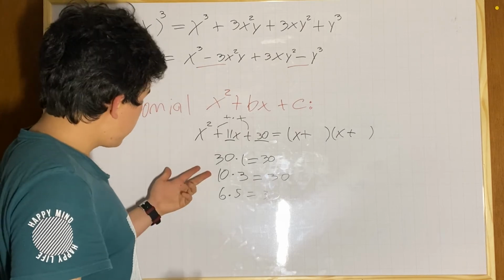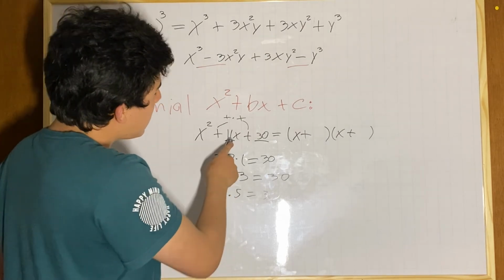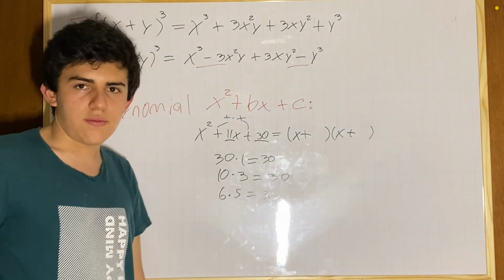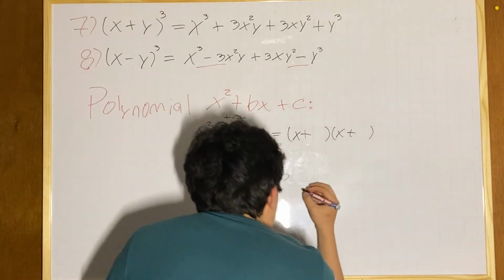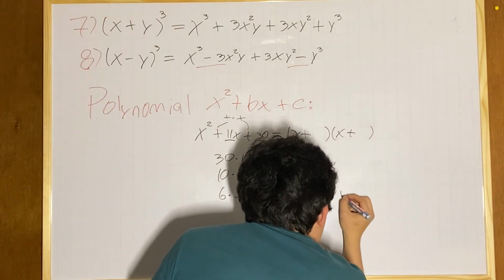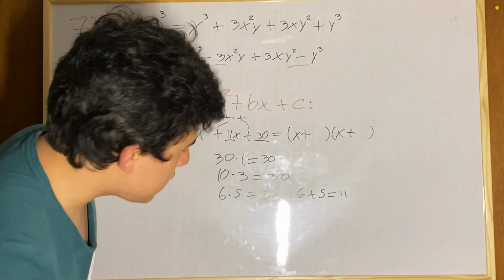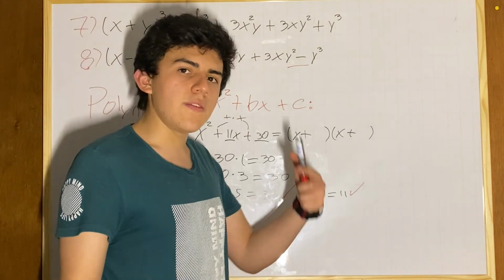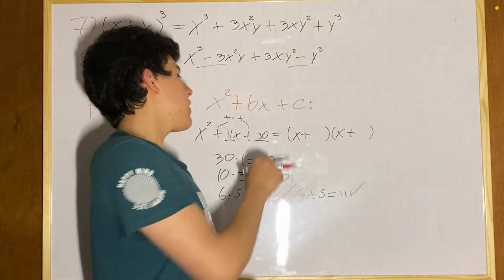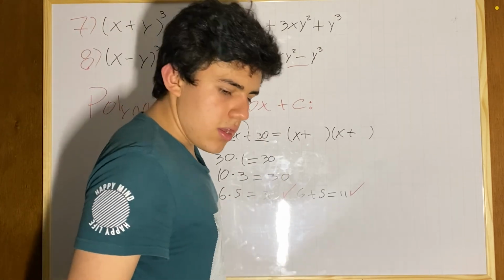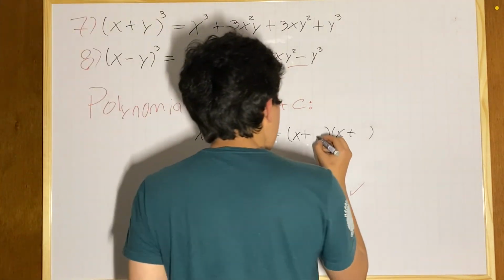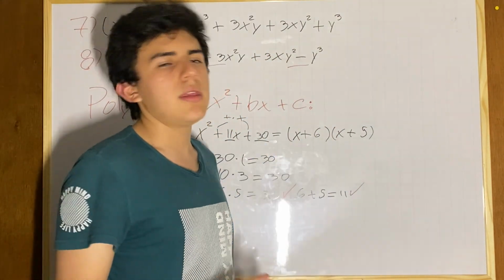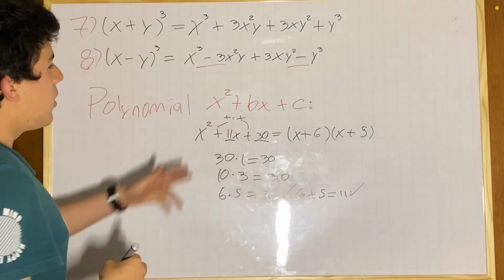But we need to find numbers that added together give me 11. If you see, the only two numbers that satisfy that condition are 6 and 5. So we choose them because we know that 6 plus 5 will give me 11. And those are the two conditions that we need to find: numbers that multiply together give me c, and that added together give me b. So now we can just write them in here. It doesn't matter in which order you put them, since both of them are positive, so it will be the same. And that would be the polynomial in this form.